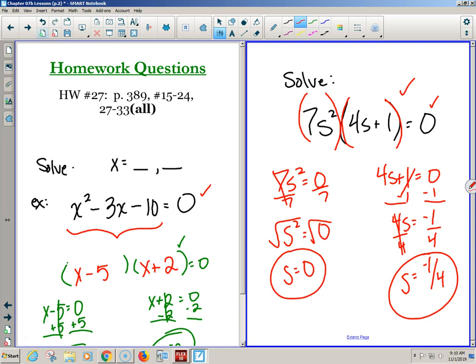So, Andrew, we only have to do the factoring if it's not already done. Is that cool? Yeah. Because there's probably going to be one of the easy ones on there.